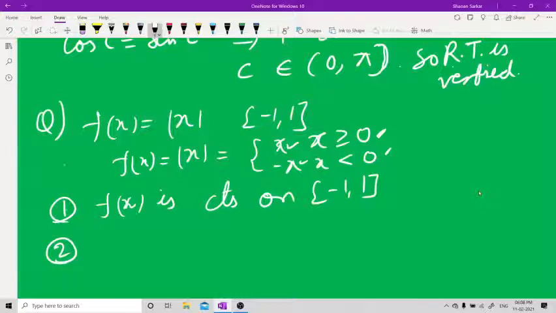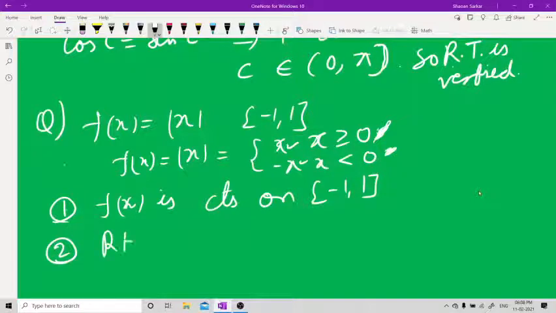Let's check differentiability at 0. This is the point. Wherever you see a mod function, wherever this change comes, wherever the function breaks, at those points you need to check differentiability there.